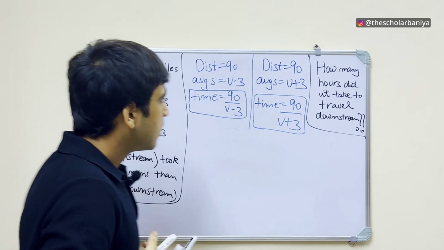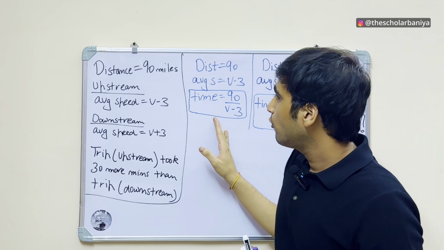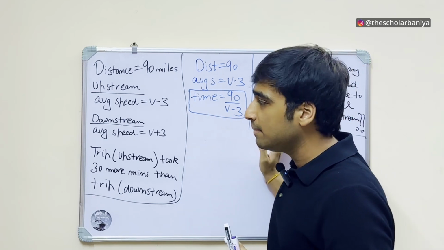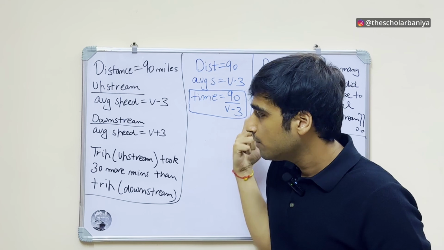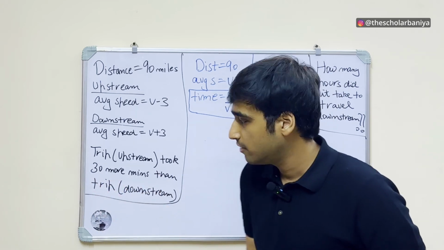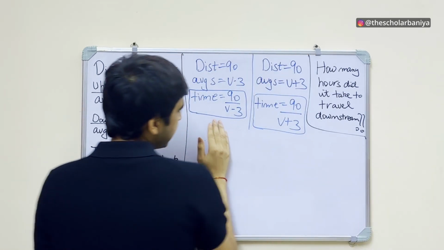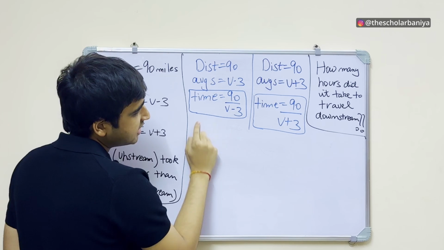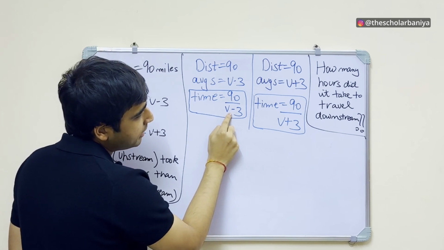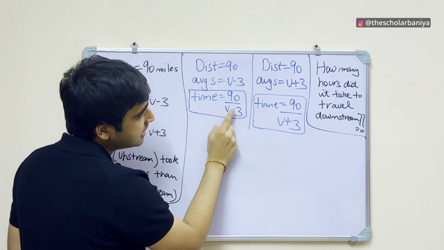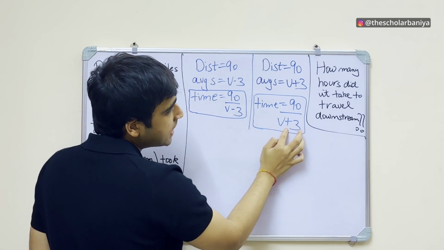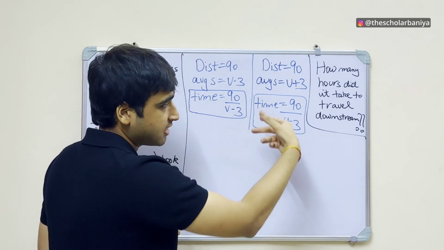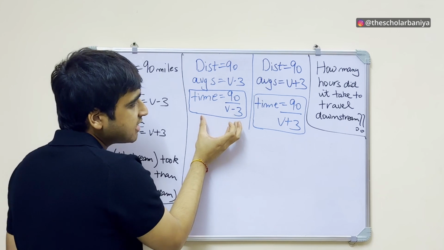Perfect. So now we know the time taken for upstream and the time taken for downstream. If we subtract both of them, we should get 30 minutes, right? We subtract the downstream from the upstream because the denominator in this one is less, so this value will be more, and the denominator in the other is more, so the entire value will be less. So obviously this is greater.